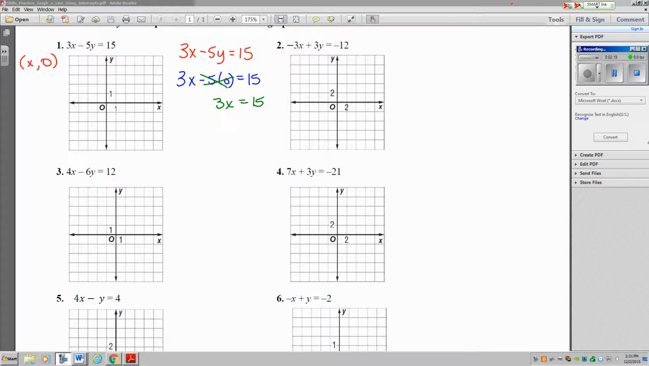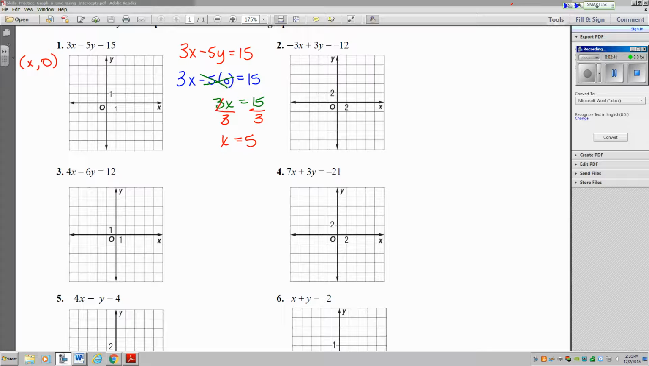So now that we have just the x term, we can divide the x term by 3 so that we can get x by itself. Okay, and the way we undo that multiplication, again, is by division. So we're dividing both sides by 3. Over here, 3 divided by 3 is 1, leaving us with 1x. And 15 divided by 3 is 5.